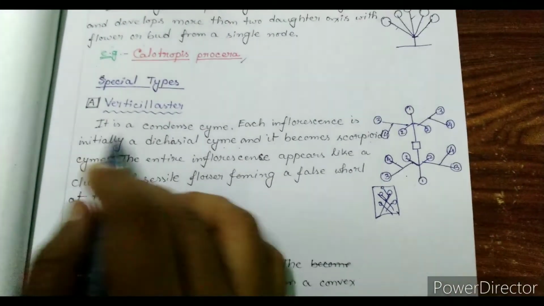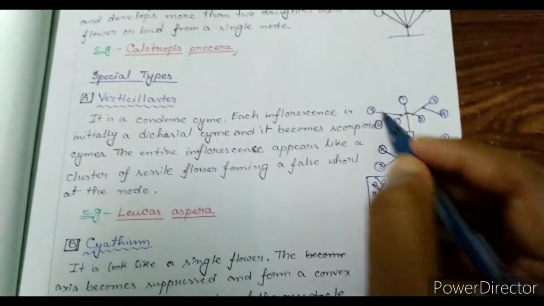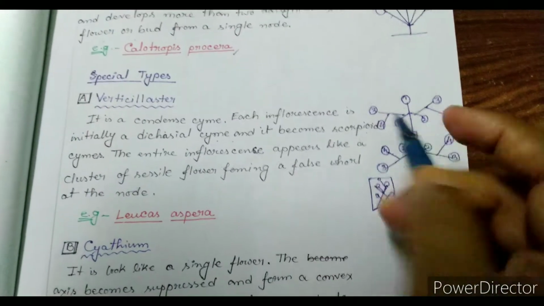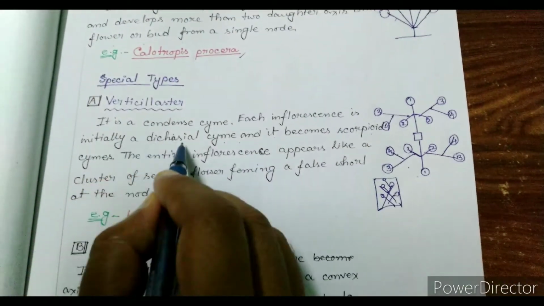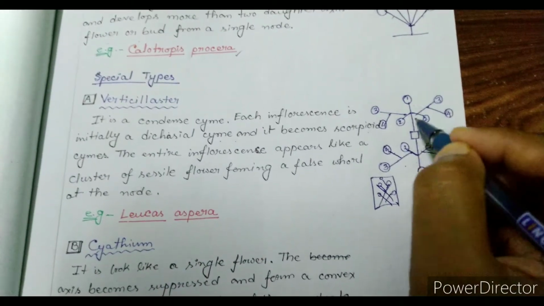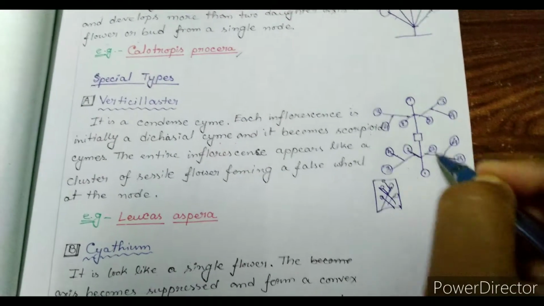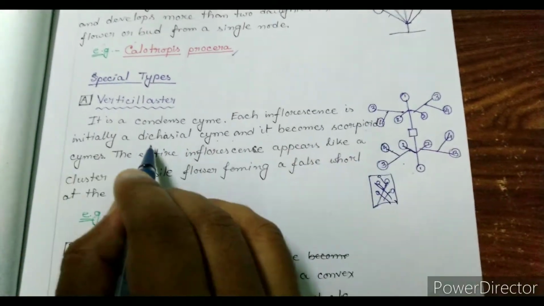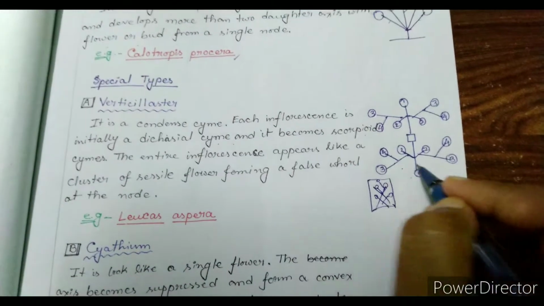So what happened? We again read the language. It is a condensed cyme, so this is a condensed structure. Each inflorescence is initially dichasial, because two flowers arise from the mother axis in the primary stage, but later it becomes scorpioid cyme.